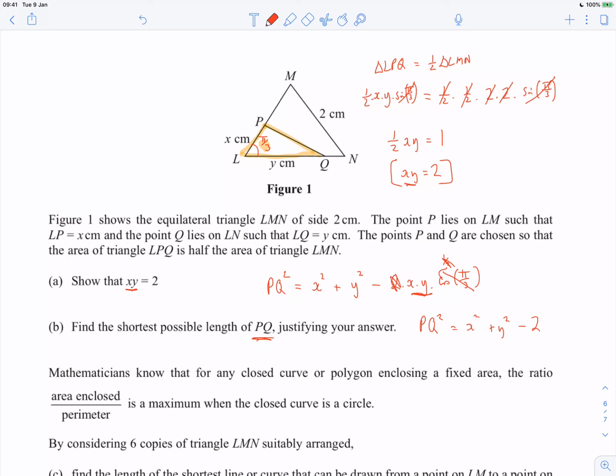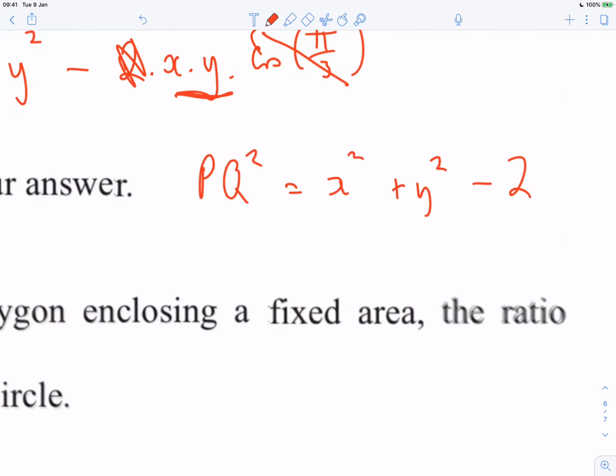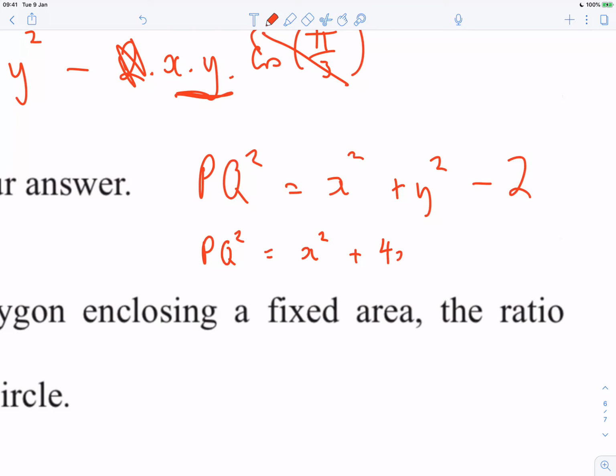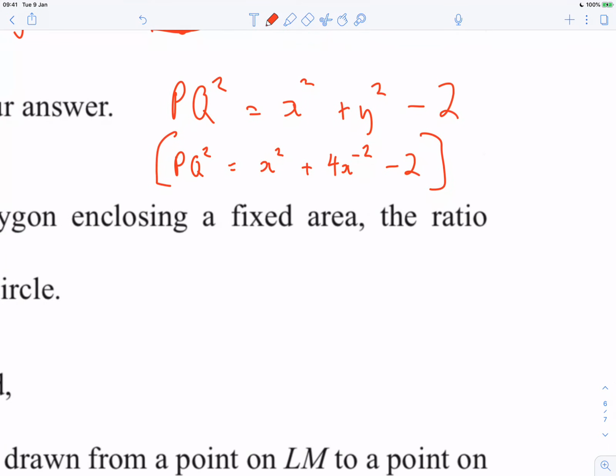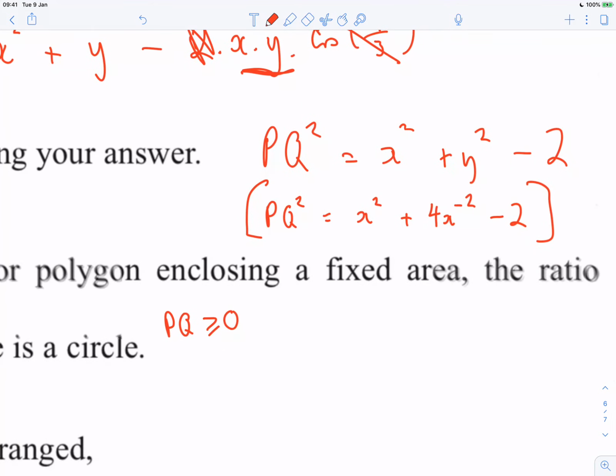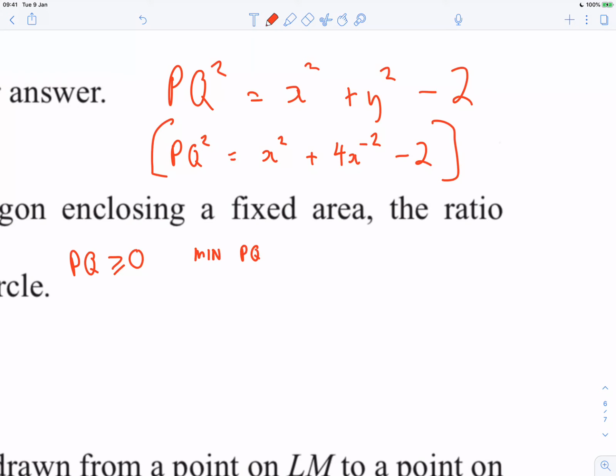Now that's great, because if we try and find dpq by dx, for example, we're going to make y the subject, so y equals 2 over x. So that means y squared is 4 over x squared, which is the same as 4 lots of x to the minus 2. So actually, pq squared is x squared plus 4x to the minus 2 minus 2. Now, here's the tricky bit. You could square root all this thing and then differentiate it. But in order to do that, you'd have to use the chain rule. The really sneaky thing here is, and this takes a lot of insight, because PQ has to be positive, and it clearly does, you can't have a negative length, then that means the minimum PQ must be the minimum for PQ squared as well. Think about it.